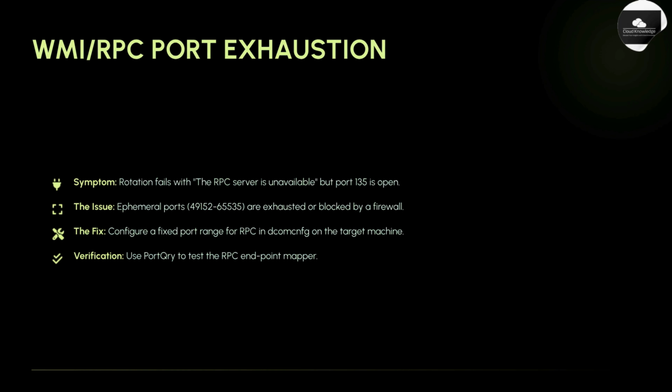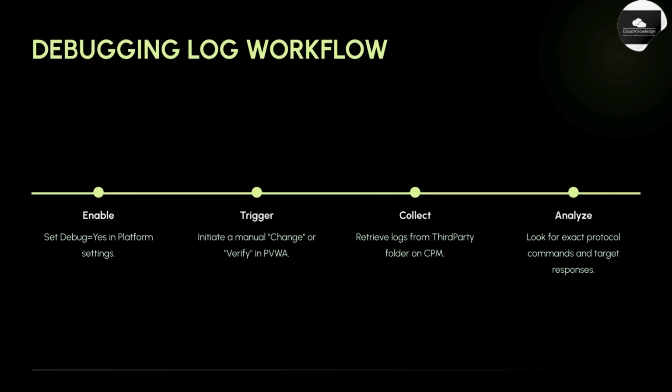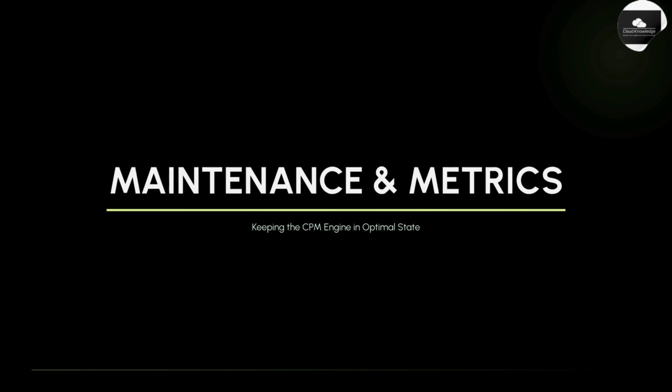If the RPC server is unavailable despite port 135 being open, it's likely WMI or RPC port exhaustion. Configure a fixed port range for RPC in DCOMCNFG on the target machine to resolve this. The debugging log workflow involves setting debug equals yes in platform settings, triggering a manual task, collecting logs from the third-party folder, and analyzing them for protocol commands and target responses.